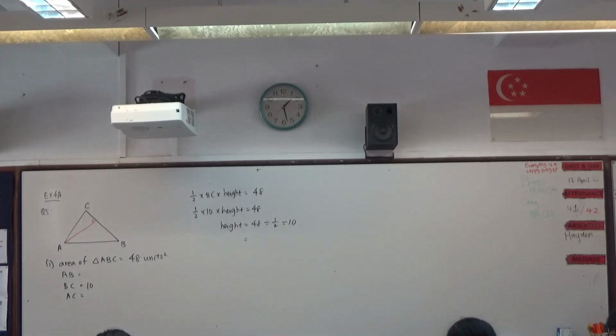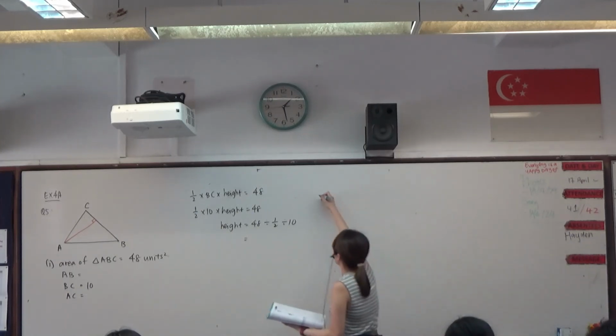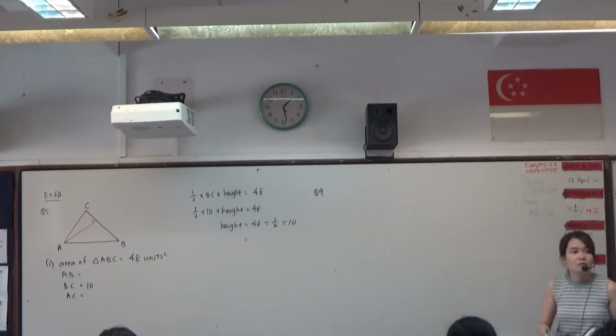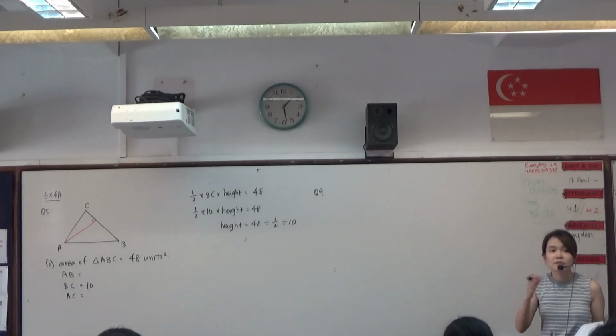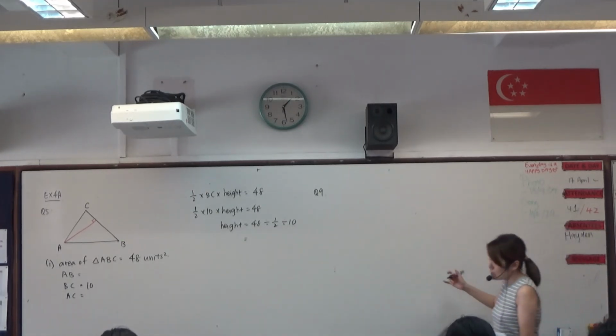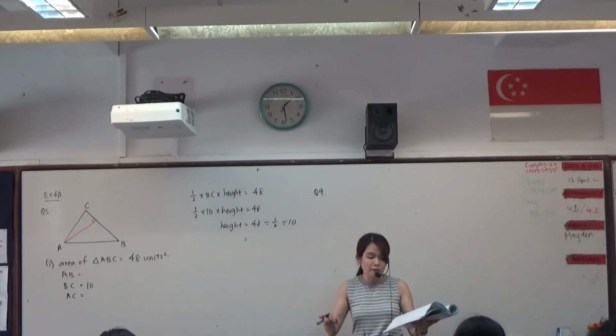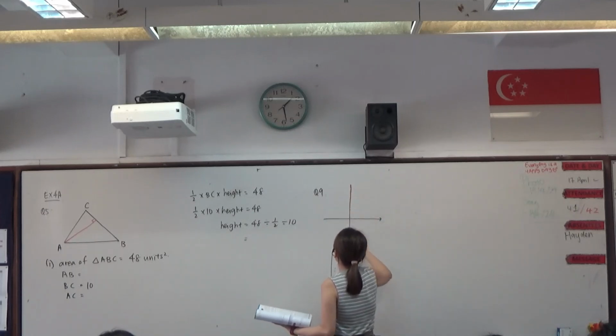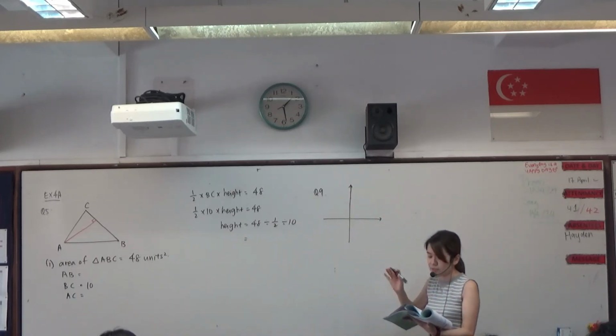Next, question 9. We want to show that the points A, B, and C are the vertices of an isosceles triangle. What is an isosceles triangle? What's the definition of an isosceles triangle? Two sides are the same length, right? In this case, it might be helpful to draw out the diagram to have an understanding. It need not be to scale, so long as you know roughly where all these points lie.